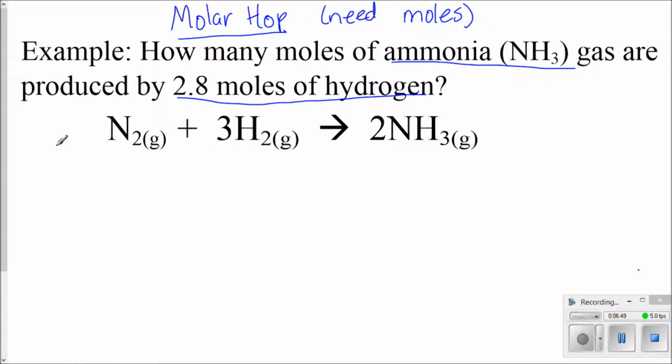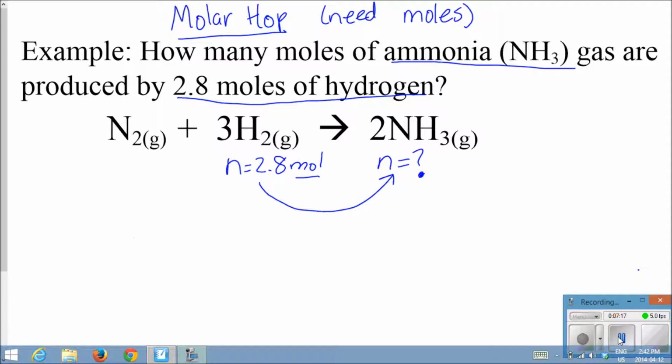What we do is we write down our givens. So we write down what we have, which is 2.8 moles of hydrogen. I write that underneath what I have. I then write what I want to find, which is this right here. Now to perform this, we're going to go from here to here. We have to have our units in moles, which we do, and we're going to use this 3:2 ratio. So let me show you what I mean.